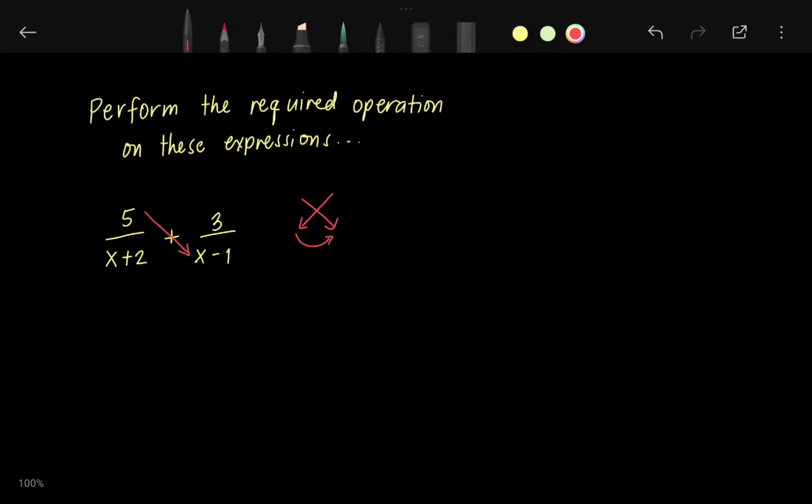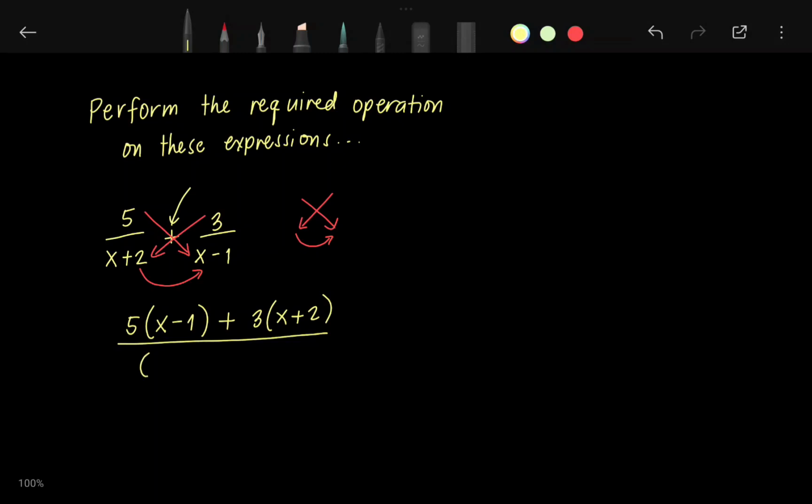If you could recall, you multiply 5 and x minus 1. So, do cross multiplication. 5 times x minus 1. And then, copy the sign, so plus. And then, multiply 3 and x plus 2. 3 times x plus 2, all over. These two, we multiply them. So, multiplying x plus 2 times x minus 1.